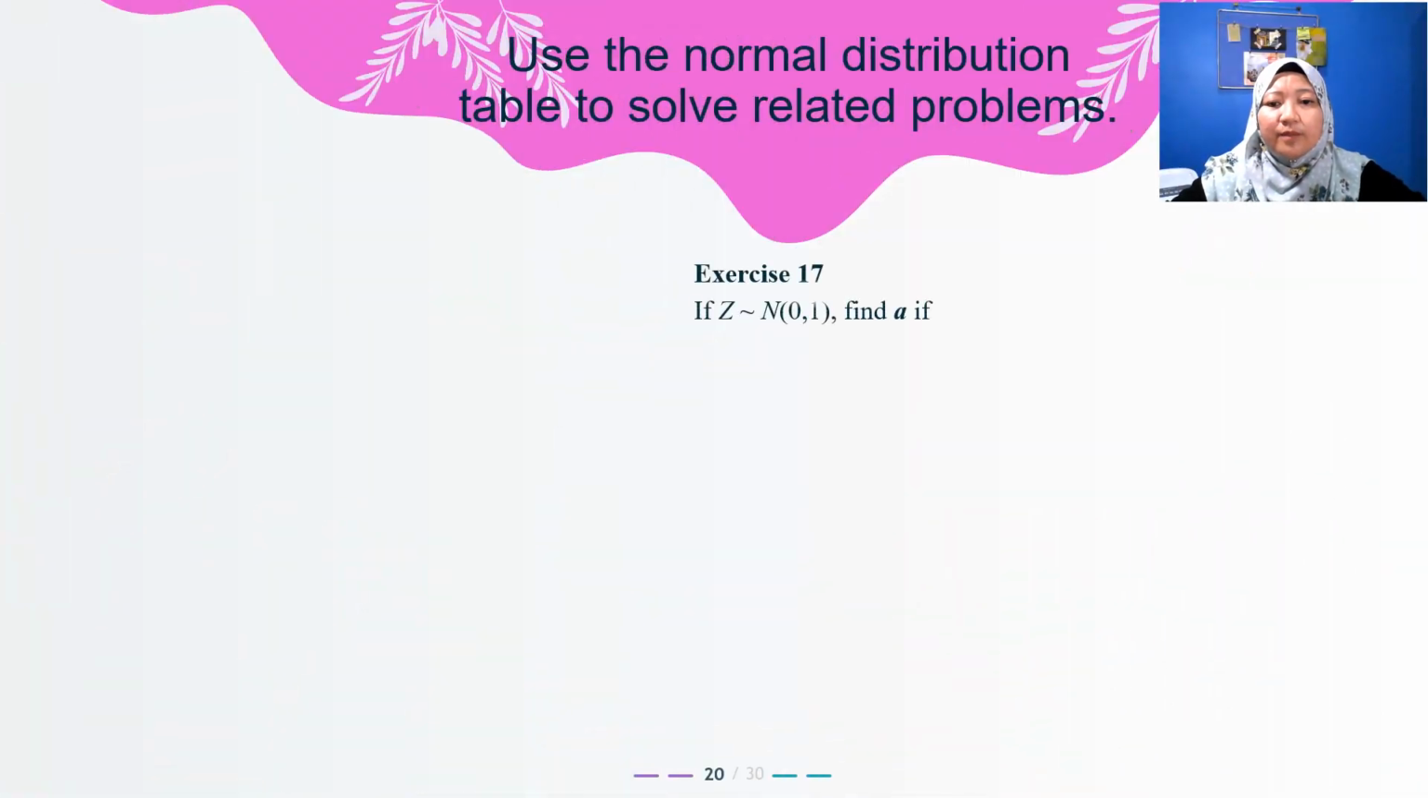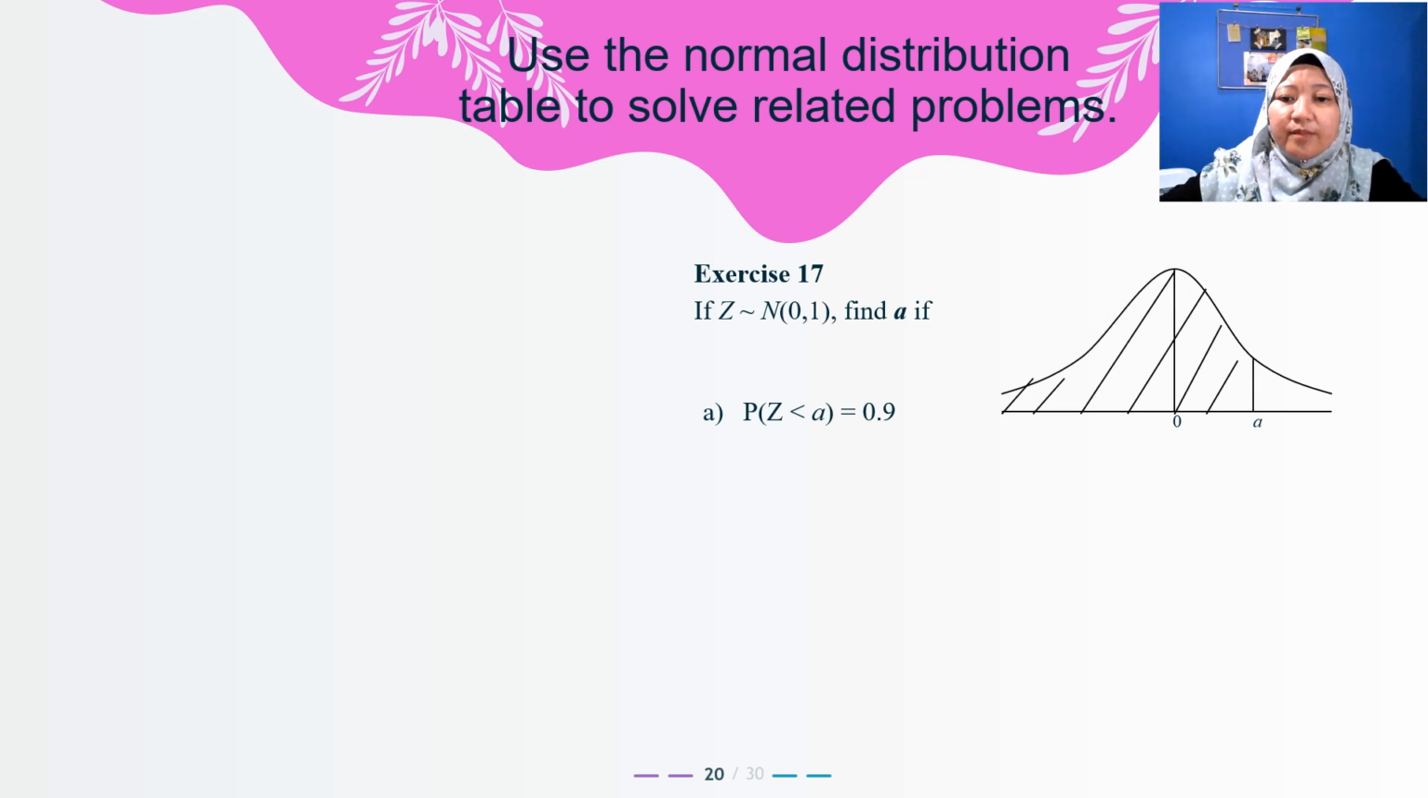Okay, next example. We have Z distributed normal 0, 1. Find A if. Okay, yang ini adalah reverse process. Okay, nilai dalam A ni adalah Z score. Okay, Z score. How to find A? Okay, first 17A. Given that probability Z less than A equal to 0.9. Okay, kita lukis dulu bell shape. Okay, kita lihat less than. Dia kata Z adalah less than A.